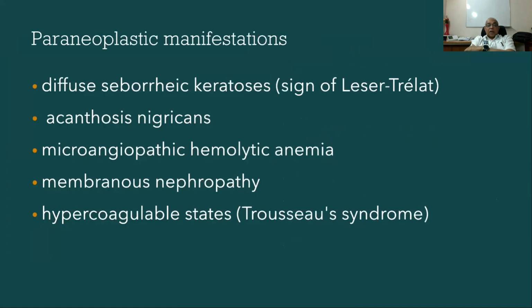Some of the paraneoplastic manifestations that we can see are diffuse seborrheic keratosis, which is called the sign of Leser-Trélat, and acanthosis nigricans. Sometimes you can see a microangiopathic hemolytic anemia, membranous nephropathy, and sometimes a hypercoagulable state is also seen, even superficial venous thrombosis like the Trousseau syndrome. But a lot of these patients also present with pulmonary embolisms and deep vein thrombosis as well.